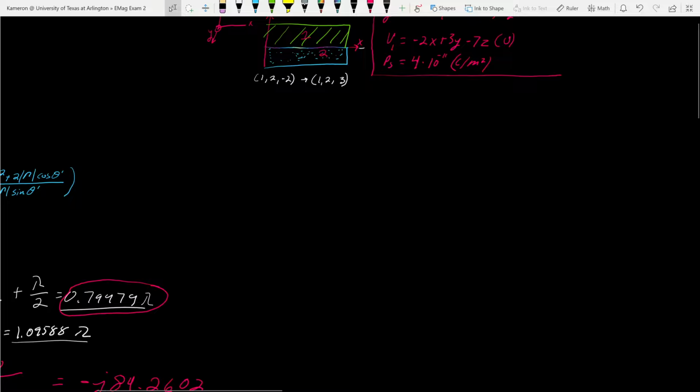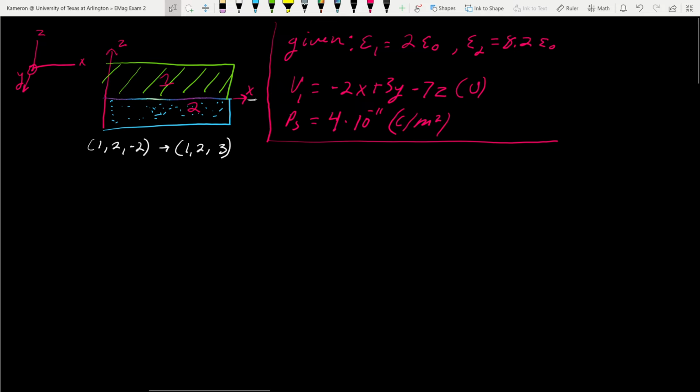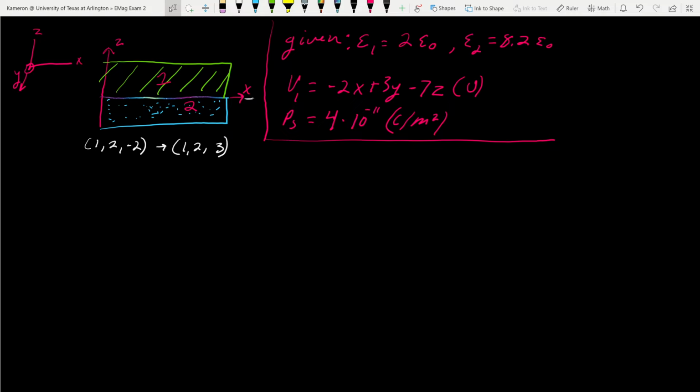So for this question, similar to question number two that was given in the other test review, we're just doing boundary conditions, and we're given voltage in medium one, which is in the top. We know the electric permittivity constants of 2 and 8.2 respectively, and we have the surface charge density of this colorful portion right here along our x-axis. That's just a conductive plate that is going to affect the normal component of our electric field E1 and E2.